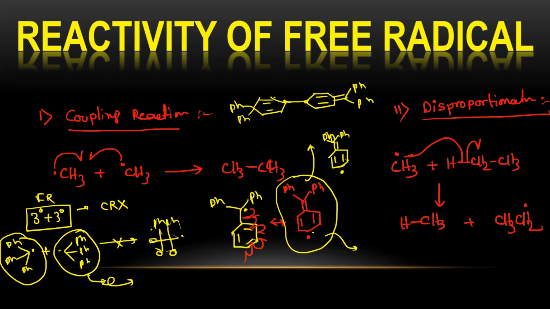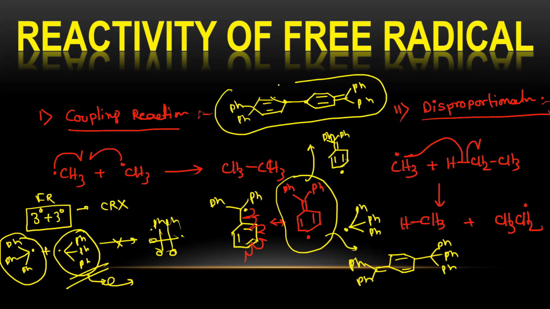Now in this form, the steric hindrance is reduced. So this can directly attack this part, phenyl, phenyl, phenyl, dot. So what will be the product? Phenyl, phenyl, phenyl, phenyl, phenyl. Now the question is, what will be the actual product? The first one or the second one?